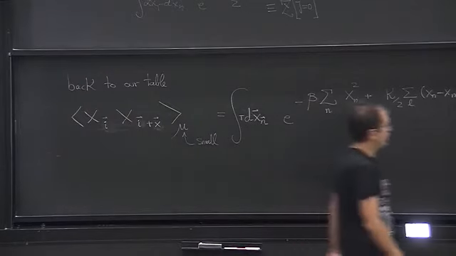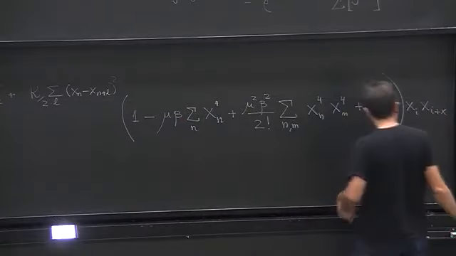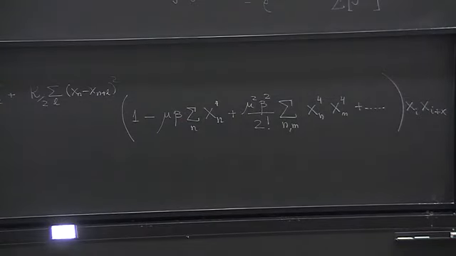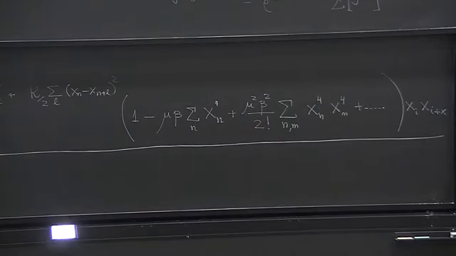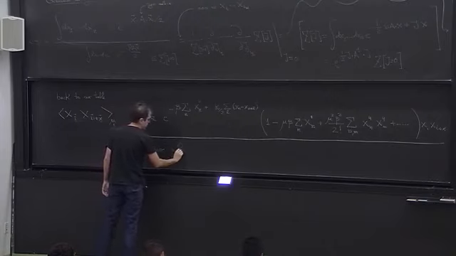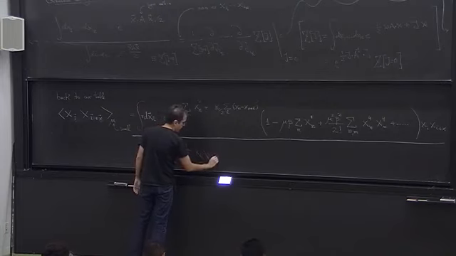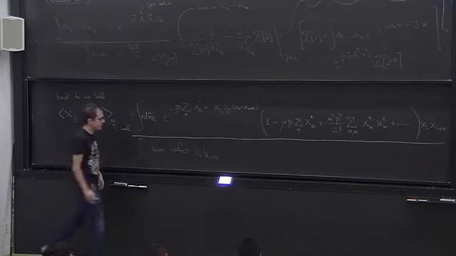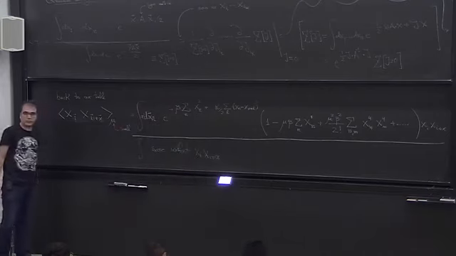And now we have this times x_{i+x}. Right? And this is all divided by the same thing without the x_{i+x}. Okay.